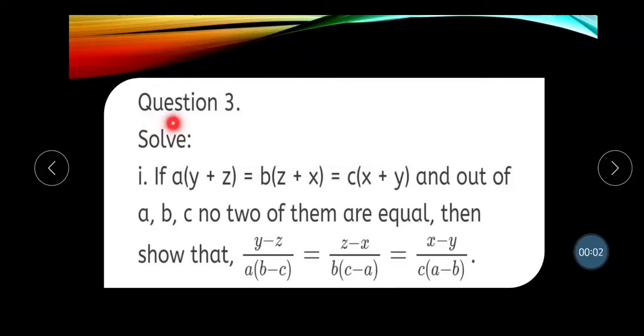Question number 3. Solve: if a into (y plus z) is equal to b into (z plus x) is equal to c into (x plus y), and out of a, b and c no two of them are equal, then show that (y minus z) upon a into (b minus c) is equal to (z minus x) upon b into (c minus a) is equal to (x minus y) upon c into (a minus b).